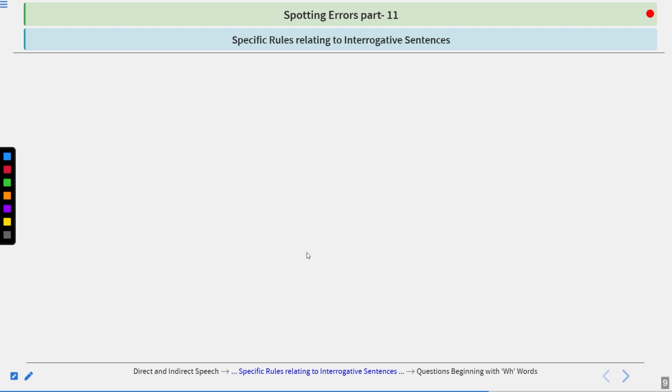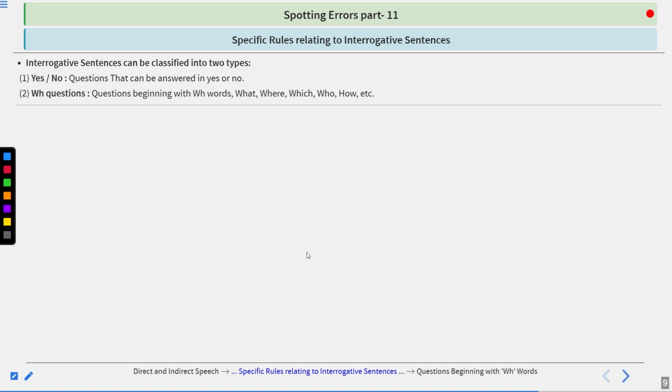Specific rules relating to interrogative sentences. Interrogative sentences can be classified into two types. Yes or no type: questions that can be answered in yes or no. This is the first type. And the second type is WH questions: questions beginning with WH words, what, where, which, who, how, etc.